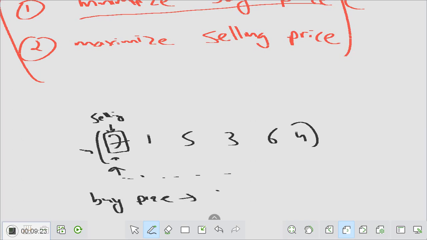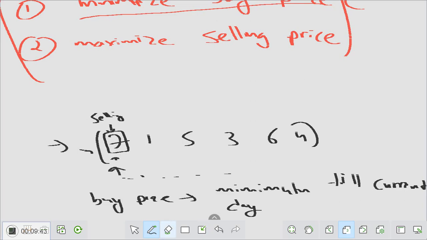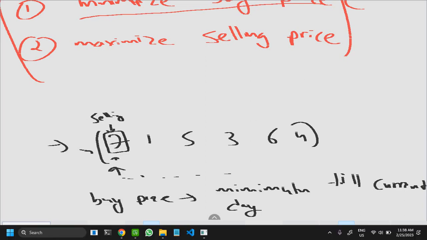So my buy price will be the price that is minimum till the current day. Now I hope you guys got a clear understanding of what I'm going to have. So let me now move to my coding part, and I'm going to code this approach now.